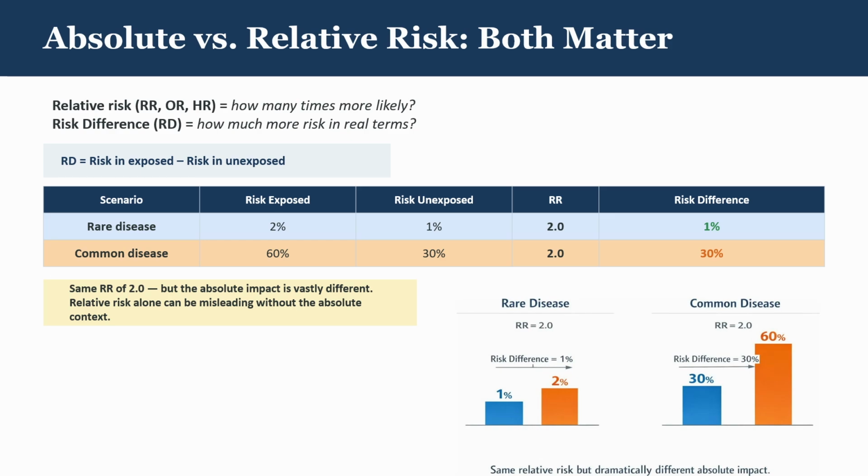Headlines and press releases love relative risk because it sounds impressive, doubles your risk. But without knowing the baseline risk, a doubled risk could mean going from 0.001% to 0.002%, or from 30% to 60%. These are not the same public health problem, and they don't justify the same level of intervention. Always ask for both relative and absolute measures. We'll come back to this when we cover NNT in Talk 3.3.